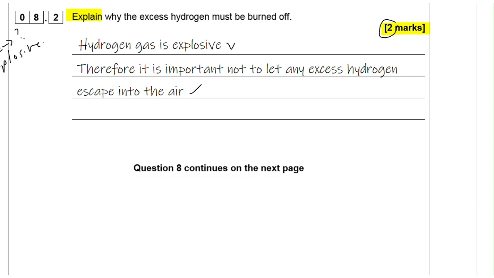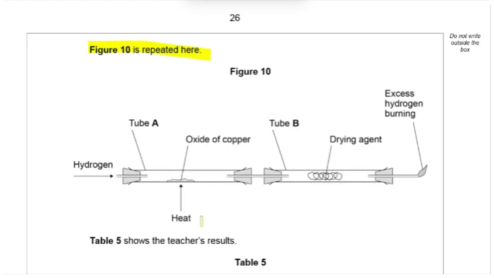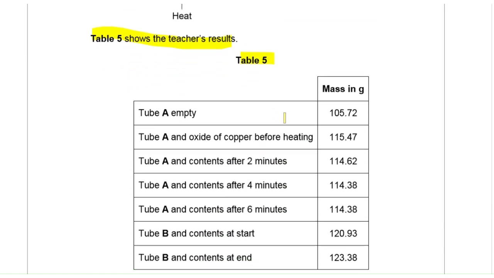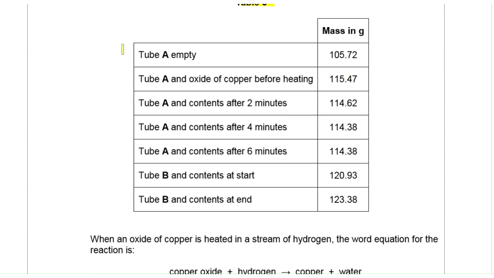Now, over the page, and it's just repeating figure 10 here, and it saves you having to go back 2 pages to find it. Table 5 shows the teacher's results, and here's a list of results of all the different tubes and all the weights and masses here down the other side. I'm not going to read them all out, but I'll pause it and you can have a look at that yourselves.